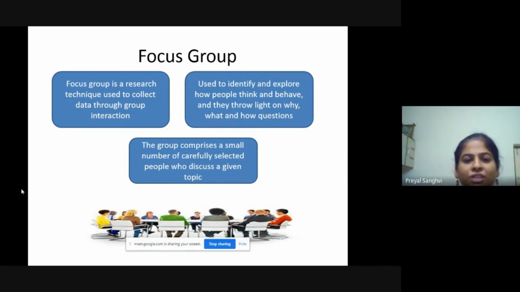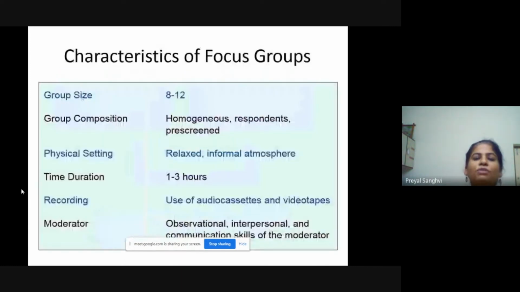So this is just one example of how the Ahmedabad Mirror conducted focus groups and was able to understand customer opinion, feedback and preferences. If we talk about the characteristics of the focus group, the group size should be 8 to 12 members. Group composition should be homogeneous in nature.